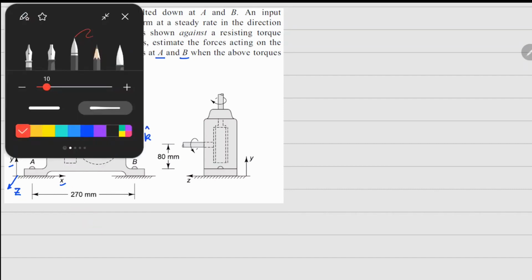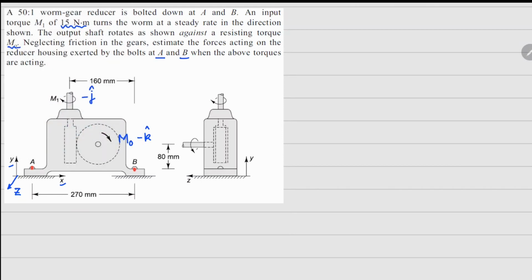Now for the housing forces, let's say these are the 2 points, so we can mark 3 forces here and 3 forces there. We can call them FBX, FBY and FBZ. Similarly here FAX, FAY and FAZ.